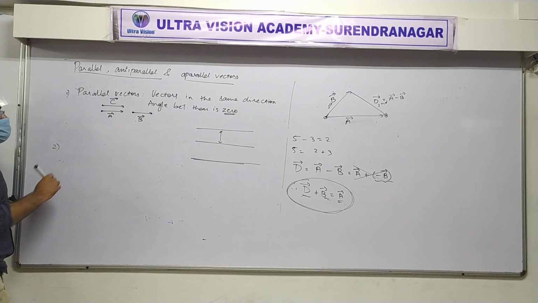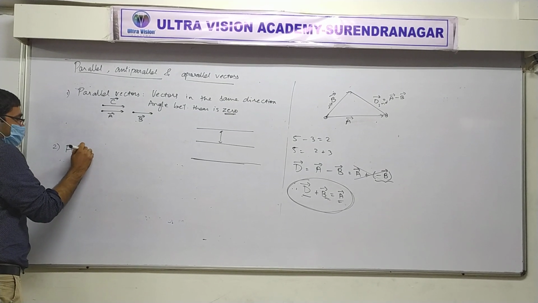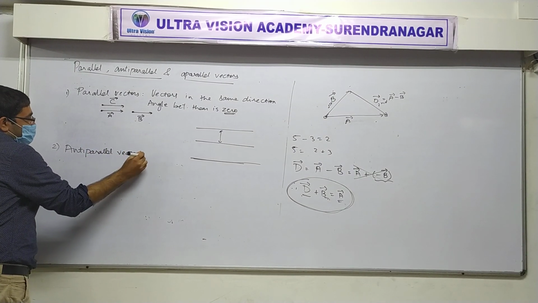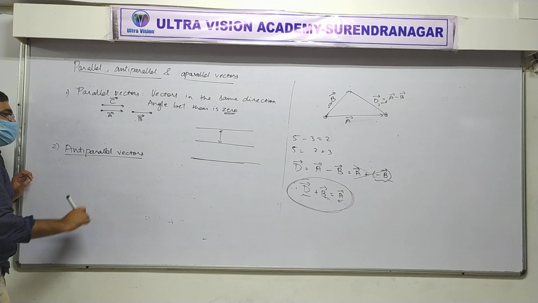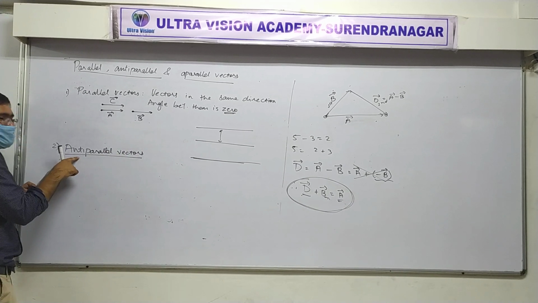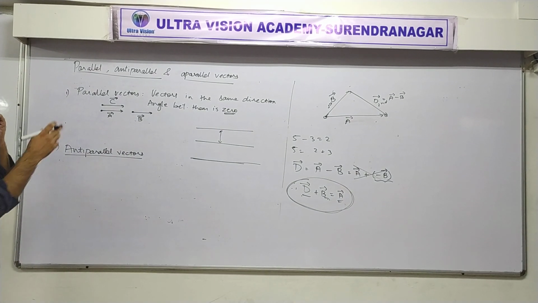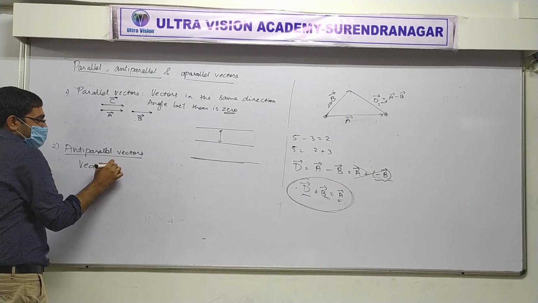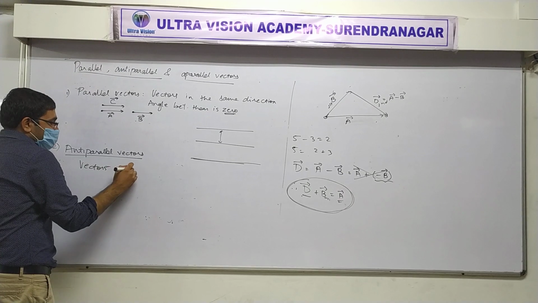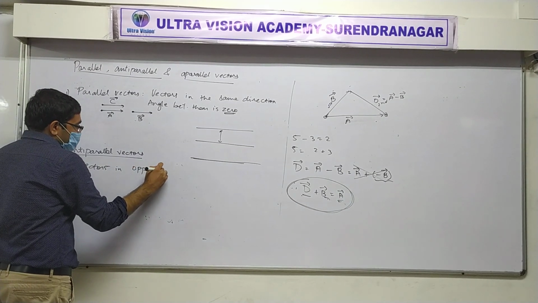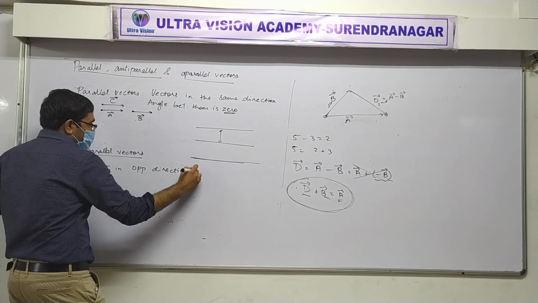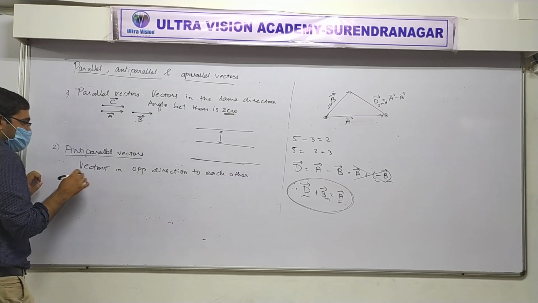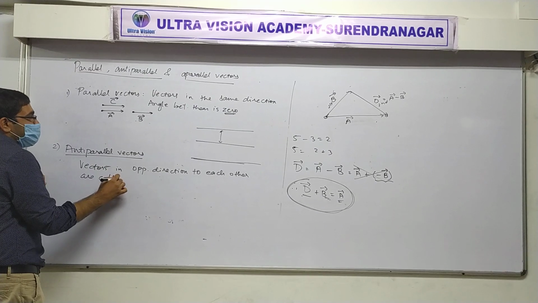Second, anti-parallel. So what is the meaning of anti? Opposite. So what do you think the definition should be? Vectors in opposite direction. Yes, vectors in opposite direction to each other. Mutually opposite. Vectors in opposite direction to each other are called anti-parallel.